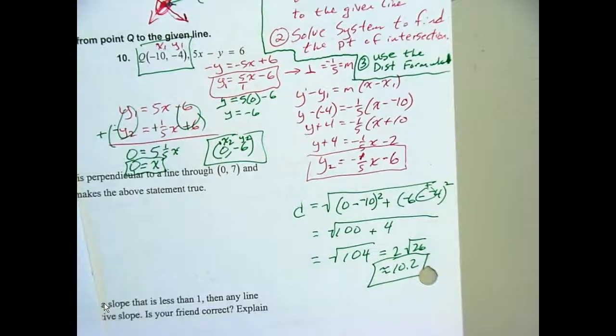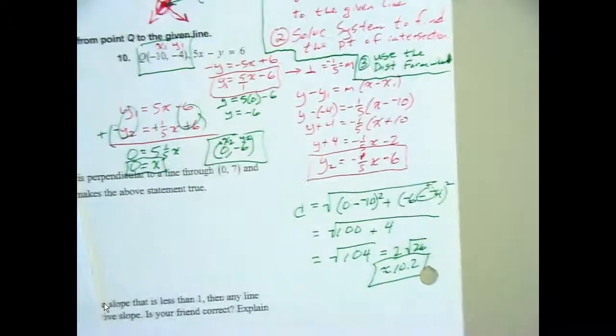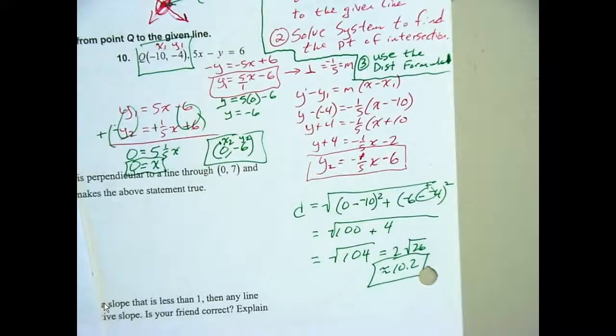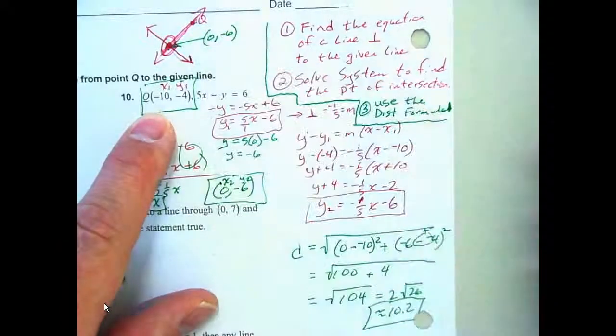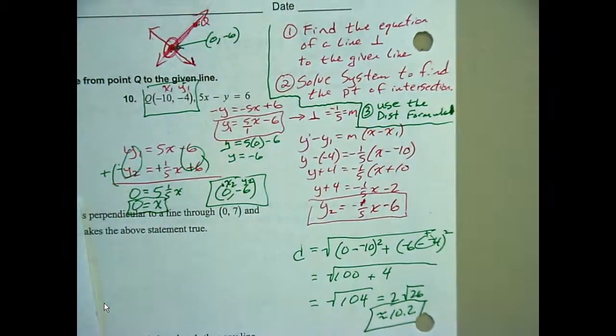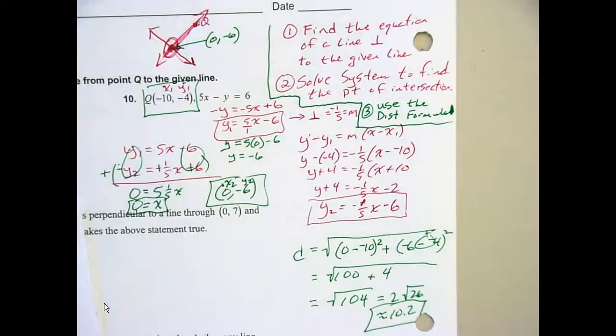Sam? Using this coordinate and that coordinate. So like in my picture, it would be this point and that point. Okay? Yeah? Sure. Yeah, you could leave it as 2 root 26, unless they tell you to round. Okay. Isaac?